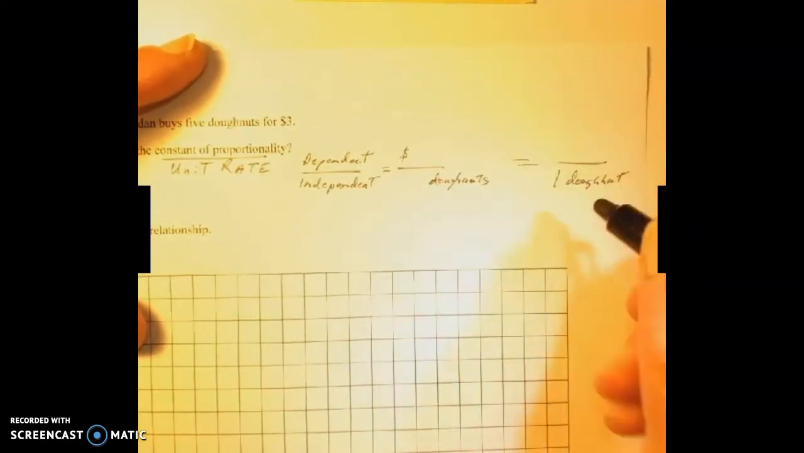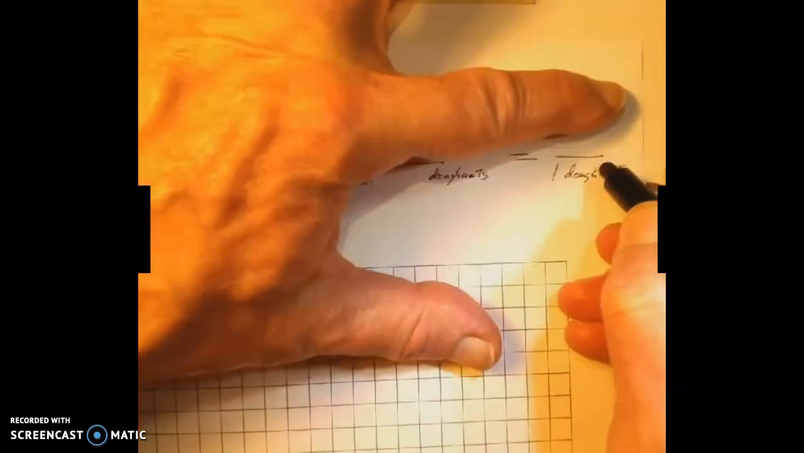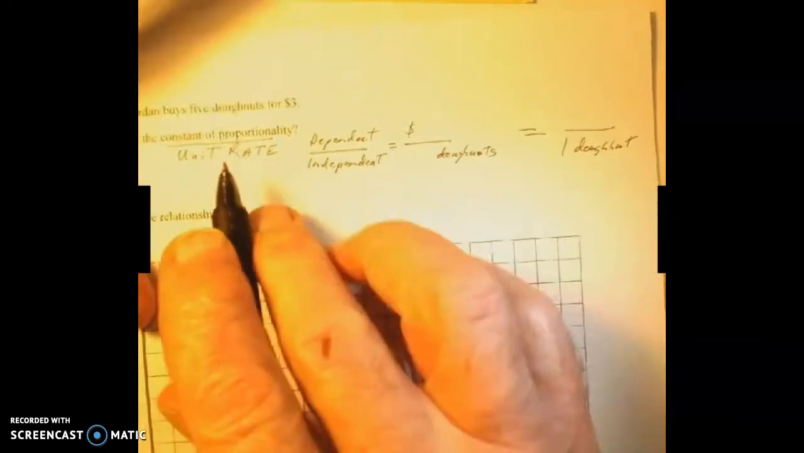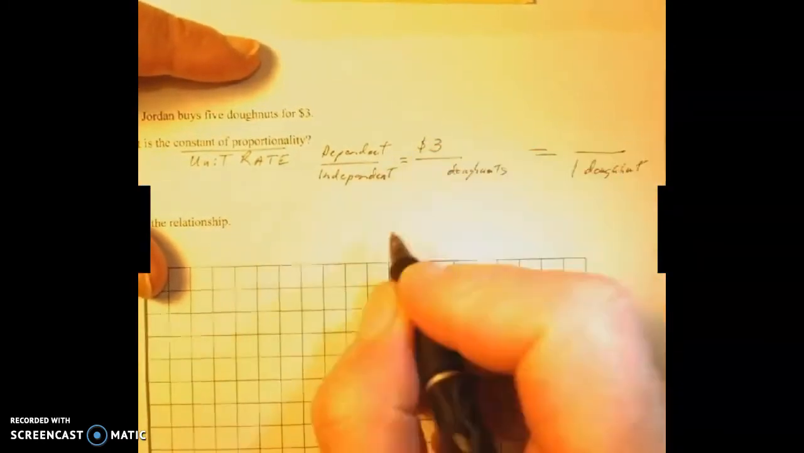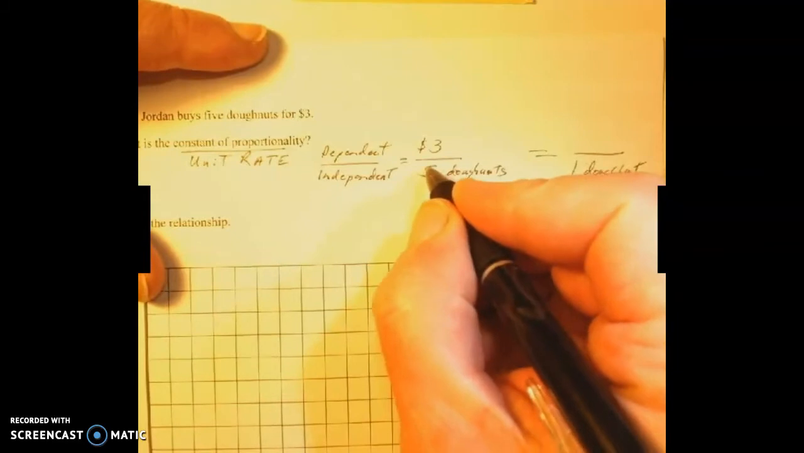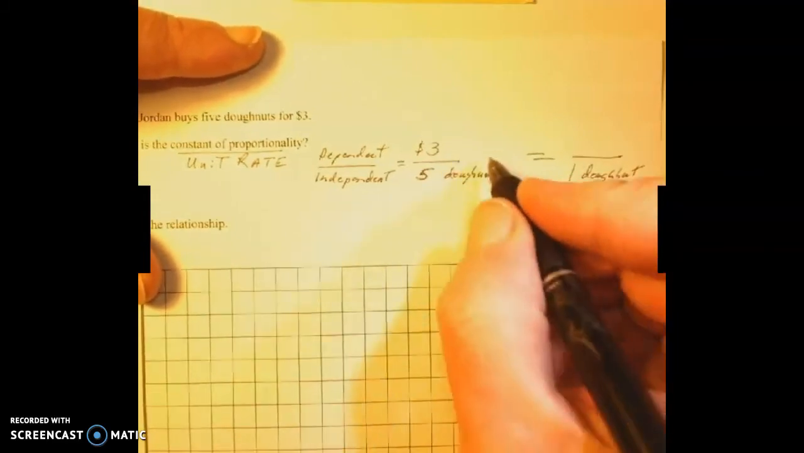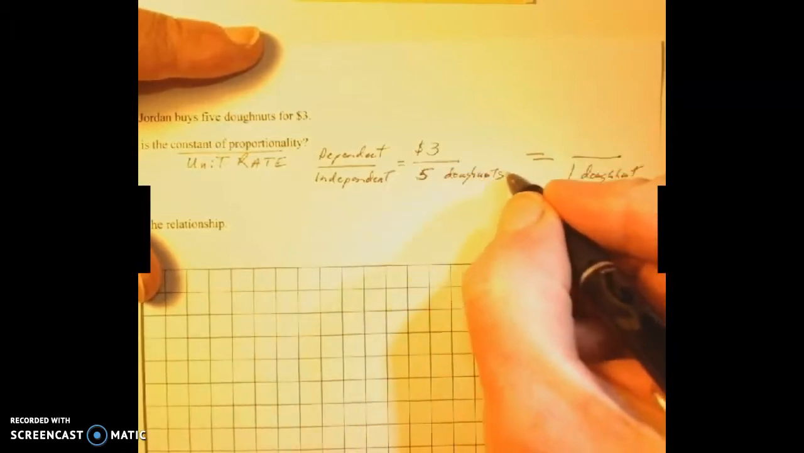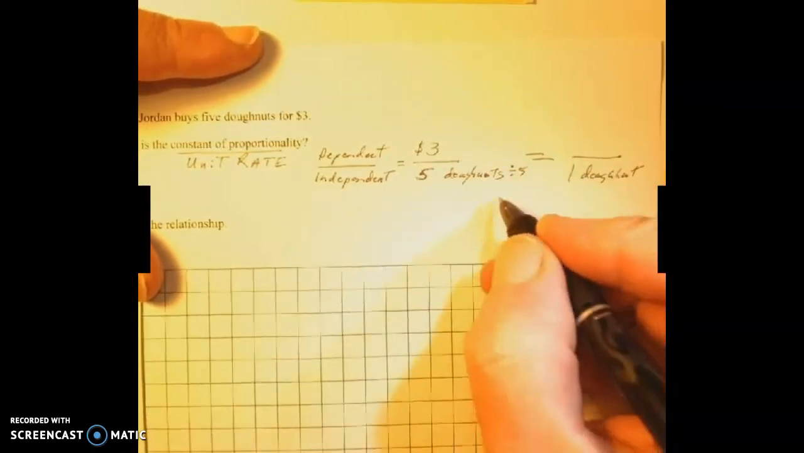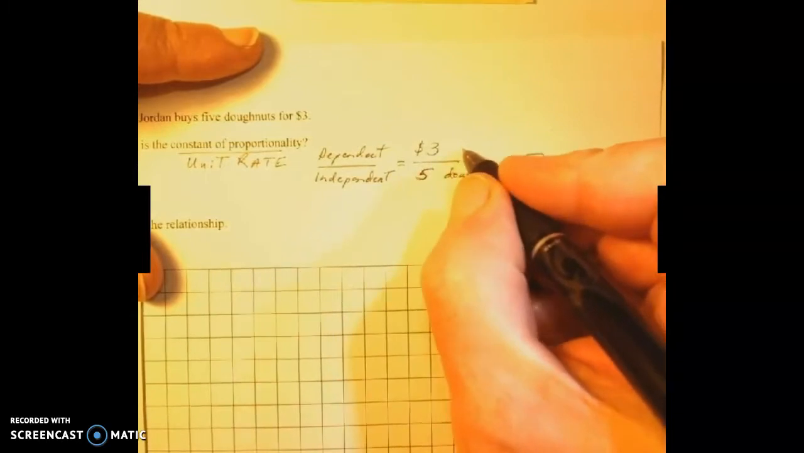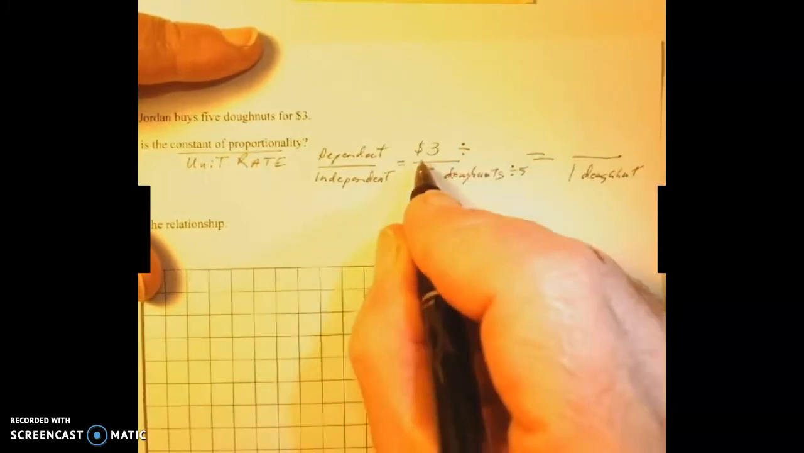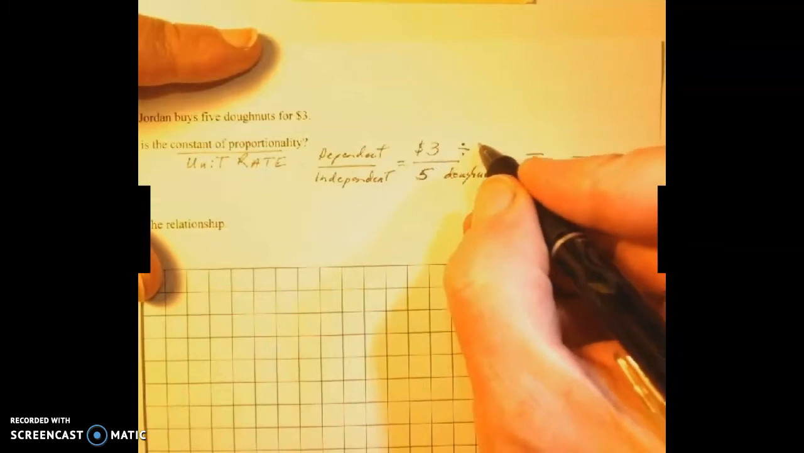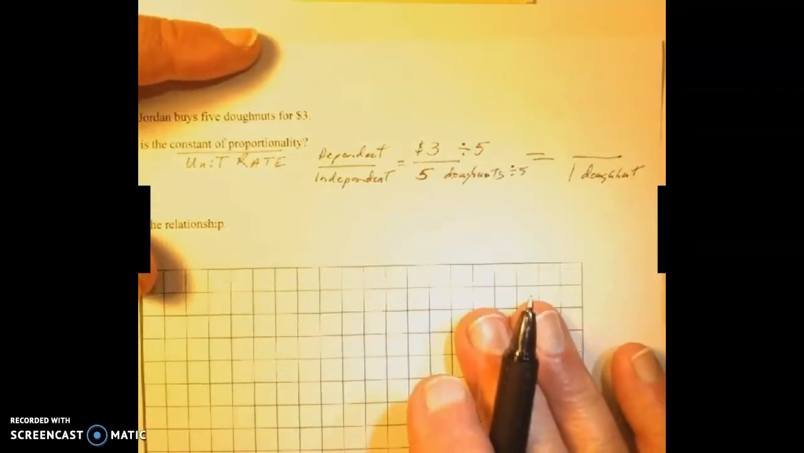Okay. And what we know right now is it costs $3 for 5 donuts. We want to find out how much it costs for 1 donut. We need to make this become a 1. We're going to divide it by 5. Equivalent fractions, equivalent ratios. We want to divide that top number by that same exact thing. We need to do 3 divided by 5.